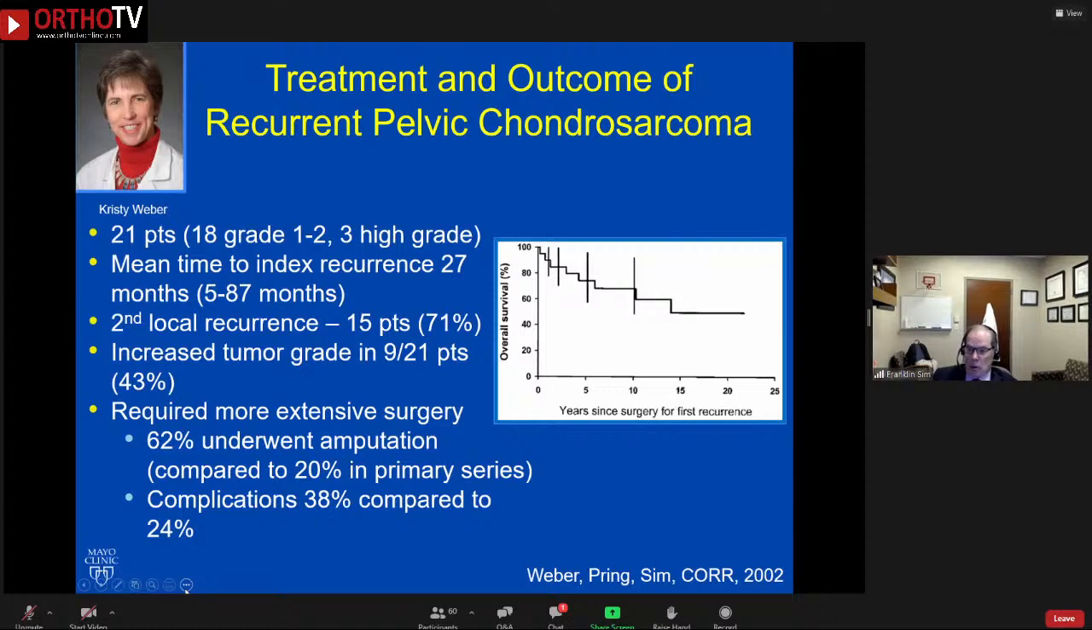And because of local involvement, generally these patients required more extensive surgery to achieve clear margins. 62% in that series underwent amputation. This was compared to 20% in our primary series. Complications, you can see, were higher in that group as well.